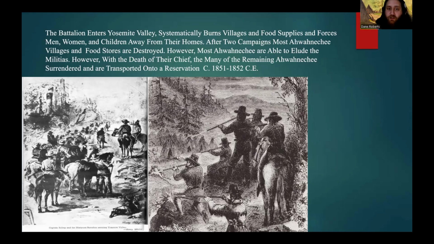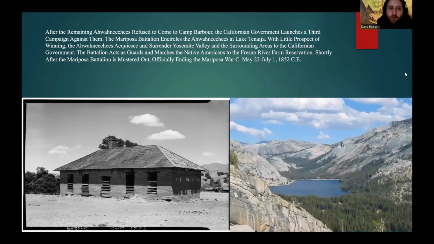However, with the death of their chief, many of the remaining Awanichi would surrender and would be transported onto a reservation, with these 2 campaigns happening between 1851 and 1852 CE. After the remaining Ahwanichi would refuse to come to Camp Balboa, the California government would launch a third campaign against them, with the Mariposa Battalion encircling the Ahwanichi at Lake Tanaja. I apologize to anyone from California if I butchered that.